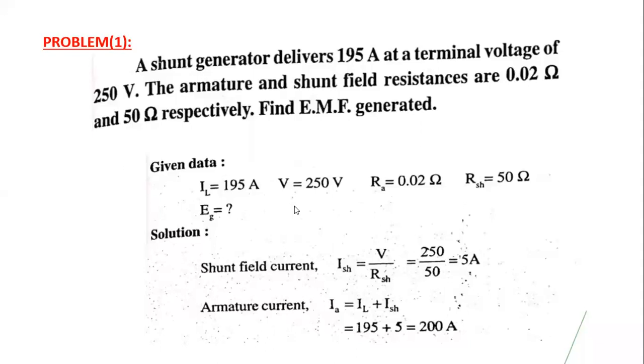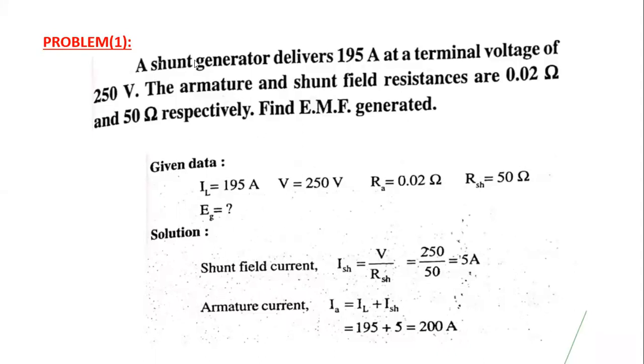Therefore, the terminal voltage V is equal to 250 volts. The armature resistance is 0.02 ohms and the shunt field resistance RSH is 50 ohms. Next we calculate the EG.